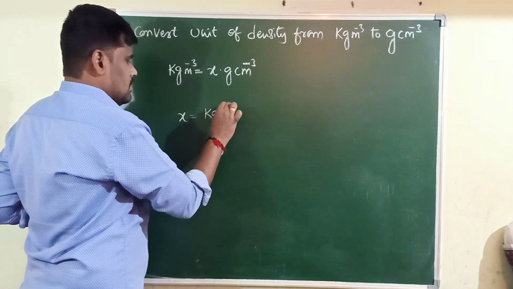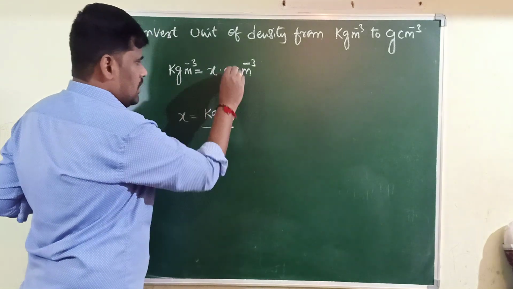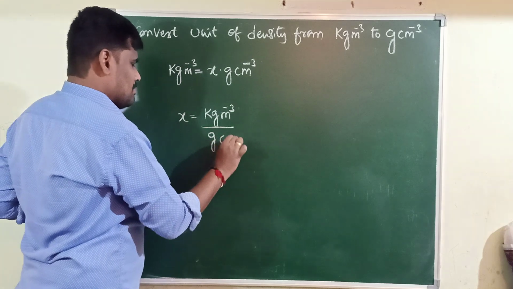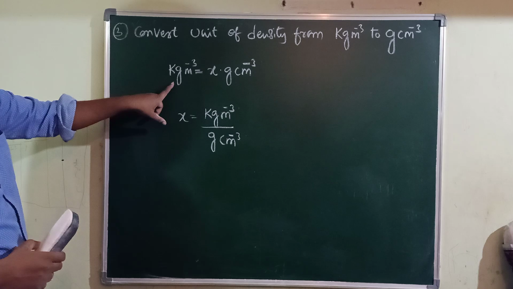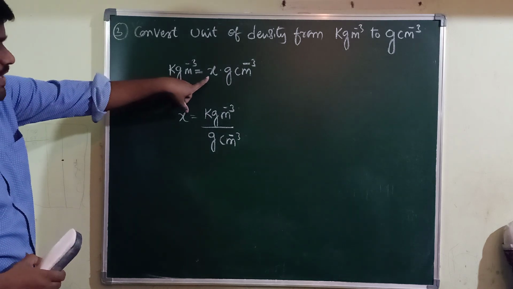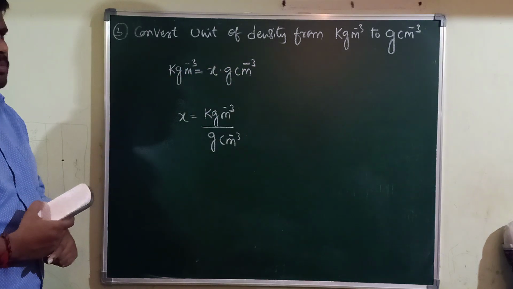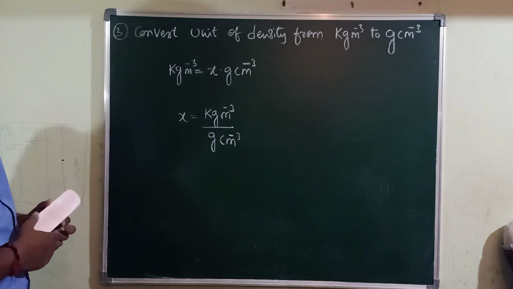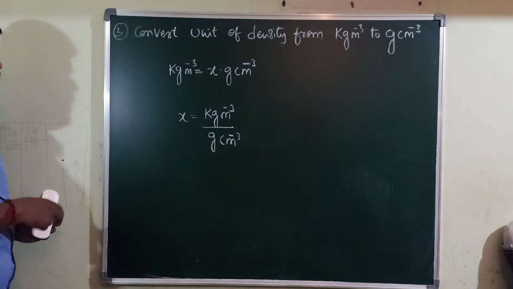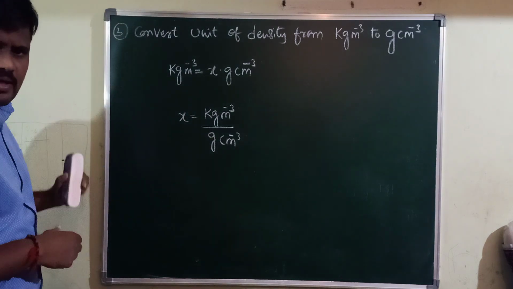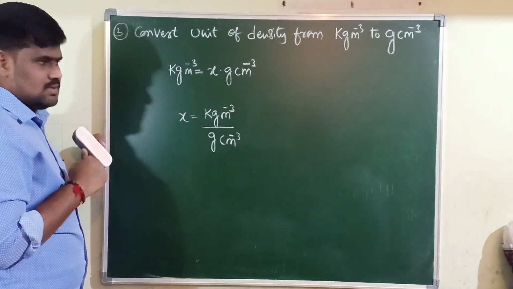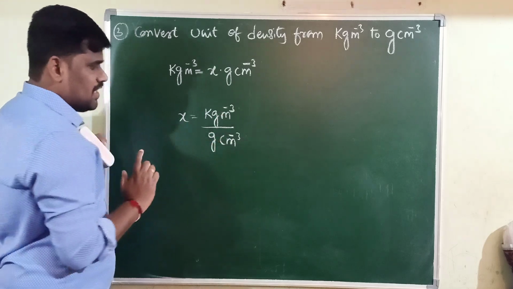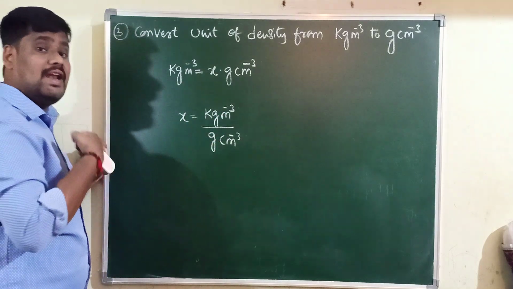kg per meter cube divided by what? Gram per centimeter cube. Kg per meter cube equals x into gram per centimeter cube. Then x value should be equal to kg per meter cube divided by gram per centimeter cube. Kg and grams are the units of mass. Meter and centimeters are the units of length.